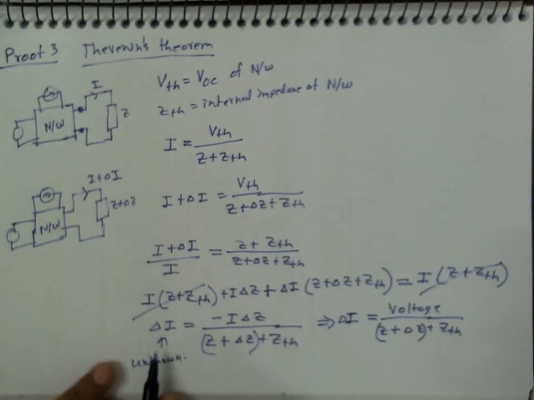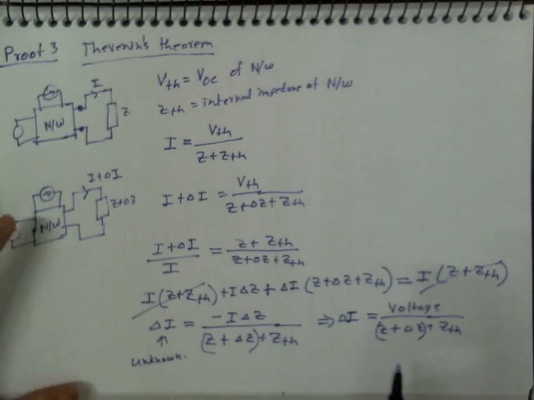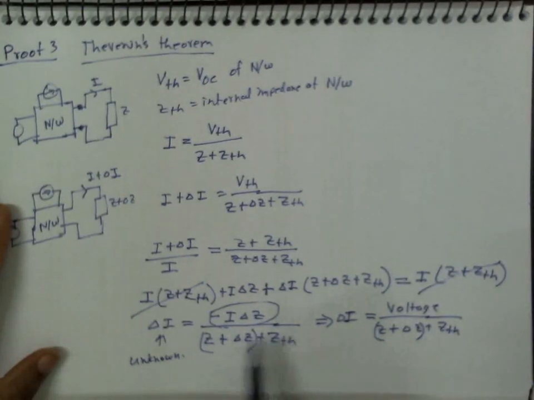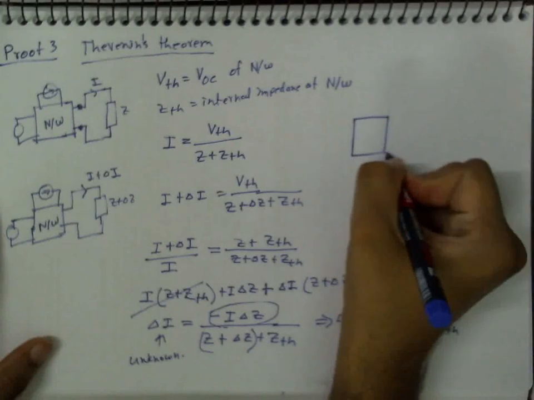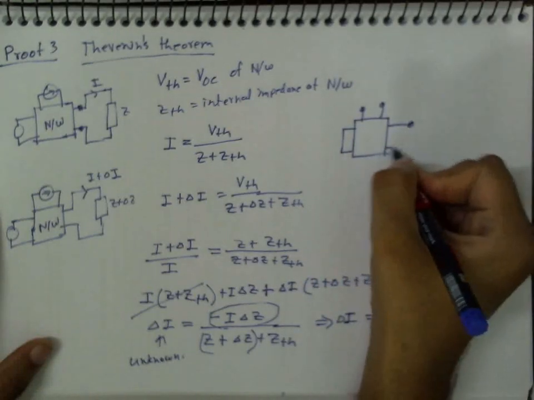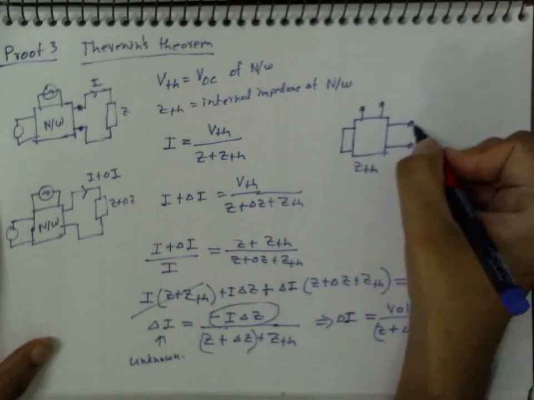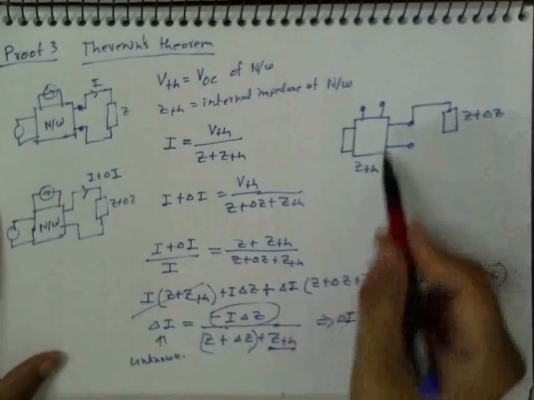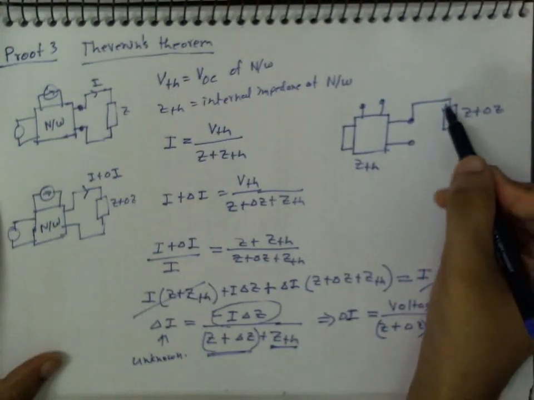So this unknown can be found if we apply this voltage across this impedance. Okay, so let's look at this circuit now. Okay, so what is the impedance of this circuit as seen from these two terminals? This is ZTH. Now in series to this I add Z plus delta Z. Okay, so this one is ZTH, and Z plus delta Z I'm adding in series.